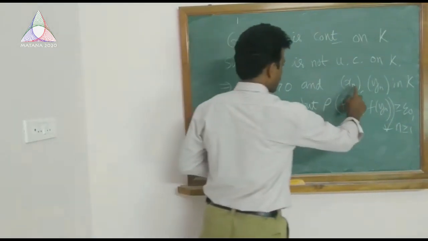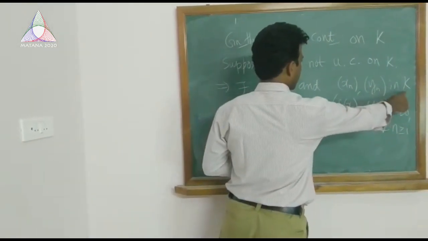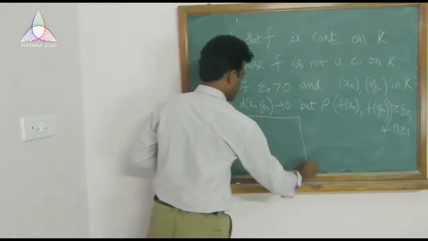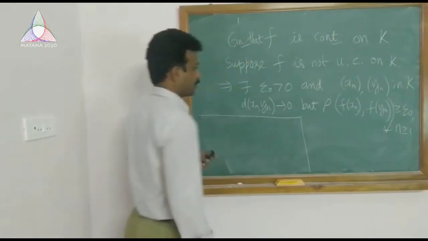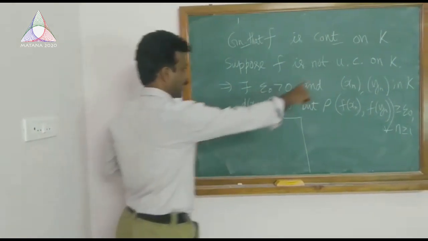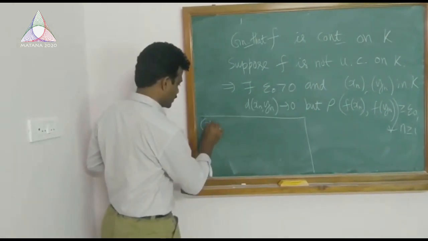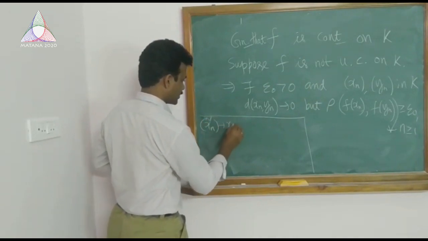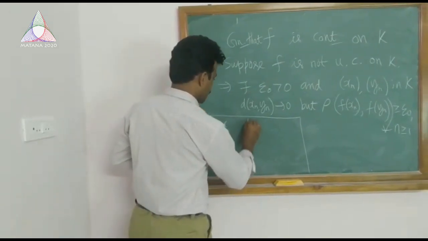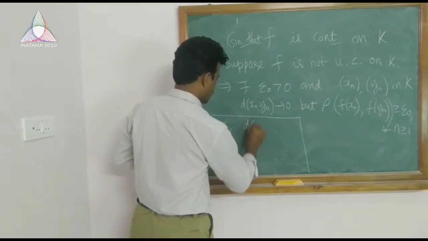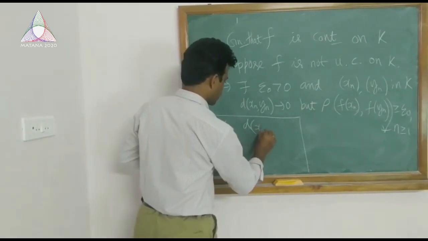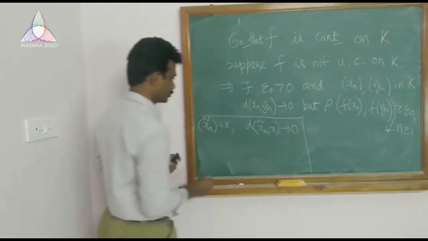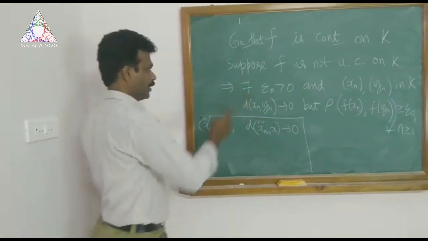But these two sequences xn and yn are in K, but K is compact. Therefore, these two sequences have convergent subsequences. This xn has a convergent subsequence, say xn tilde converging to x in K. So in other words, d of xn tilde, x tends to 0.